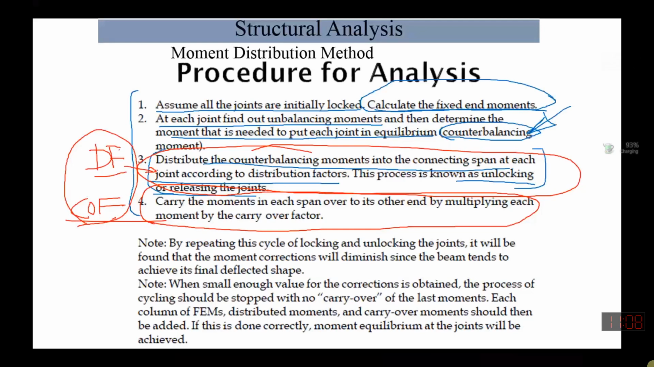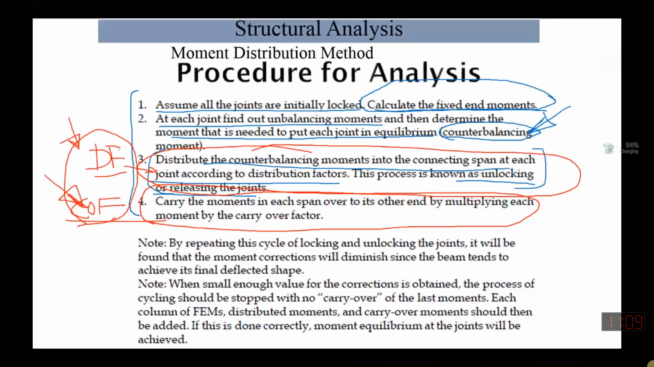Yes, sir. You got the theory? There are two major things in this method. Remember, there are two major things in this method. If you don't understand them, you cannot solve any question with the procedure of the moment distribution method. Number 1 is you should know what is distribution factor, and number 2 is you should know what is carryover factor. Can anybody tell me what is distribution factor?